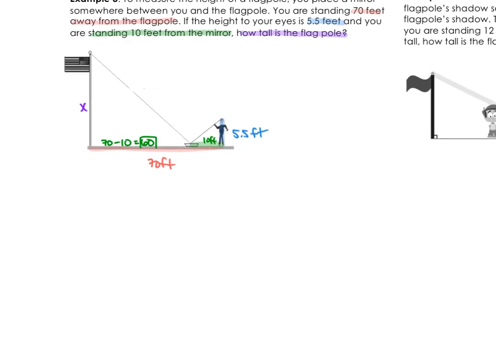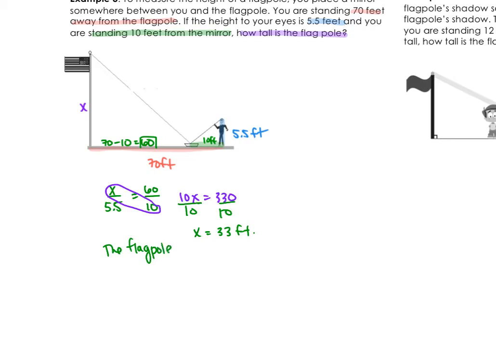So matching up our corresponding parts, it's going to be the vertical over the vertical equals the horizontal over the horizontal. So it's going to be x over 5.5 equals 60 over 10. So we cross multiply. 10x equals 330. And then we divide both sides by 10. So x is 33 feet. So the flagpole is 33 feet tall.